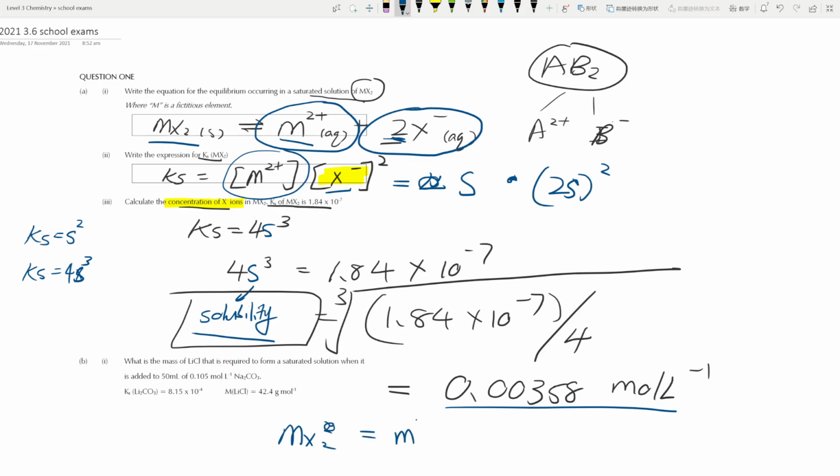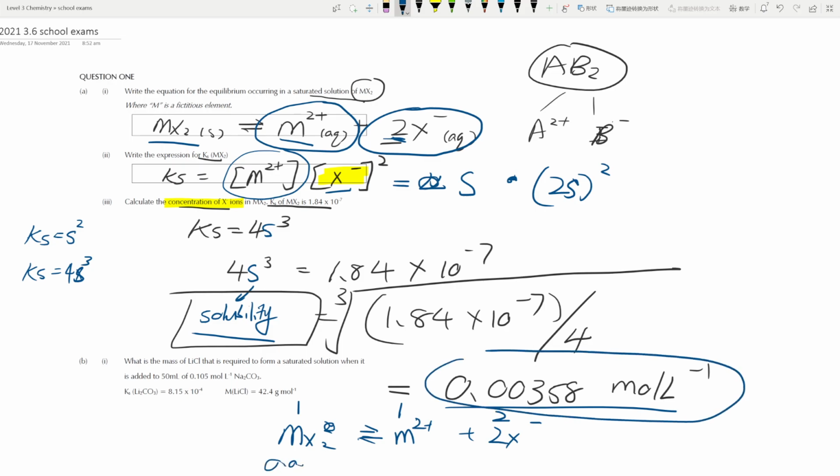So this is M2+ and 2X−. This means if I have 1 mole of MX2 dissolving, I'll make 1 mole of M2+ and 2 moles of X−. Okay, so if we know the solubility is thus, this is going to be 0.00358.